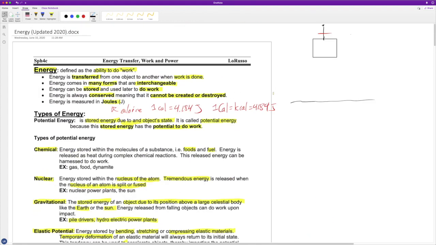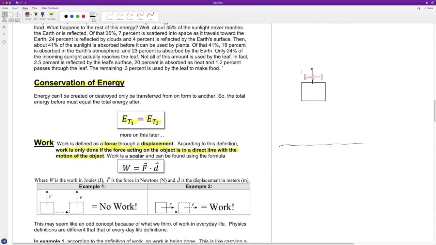Let's go back to our example up here. Let's bring it back down. All right, so here we got our little block. Right now, it's sitting on the ground and it isn't doing too much until we apply an upward force. So we apply, let's call this the force of the lift.